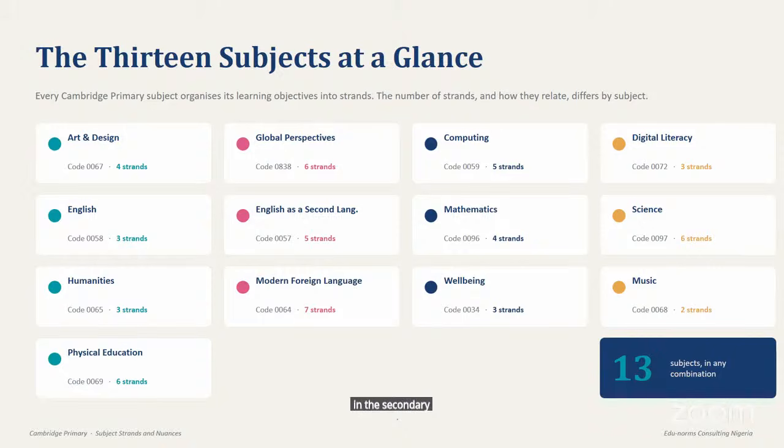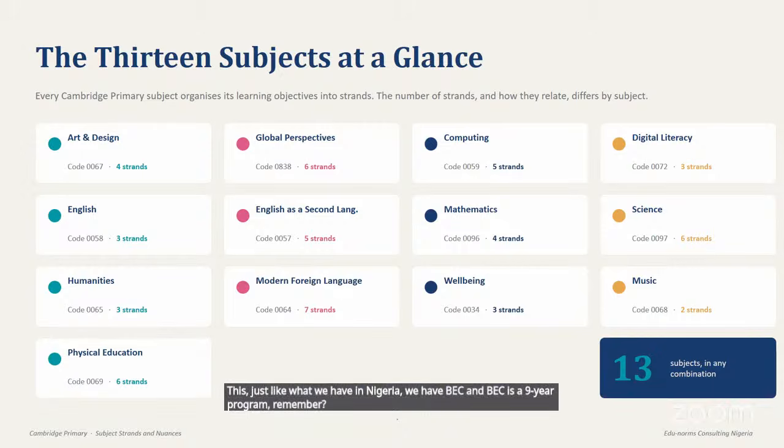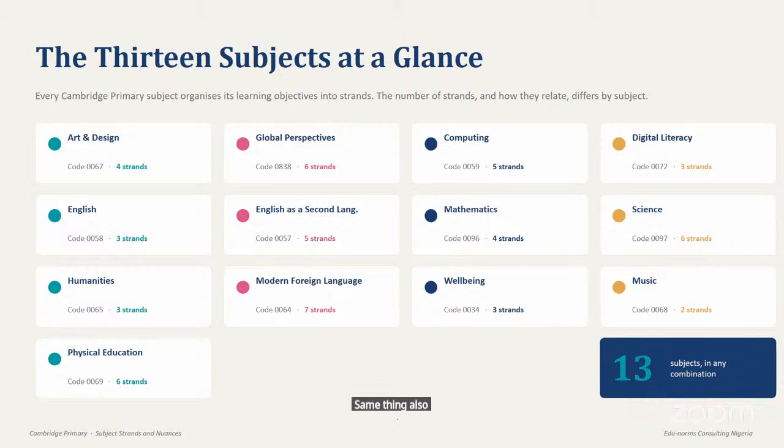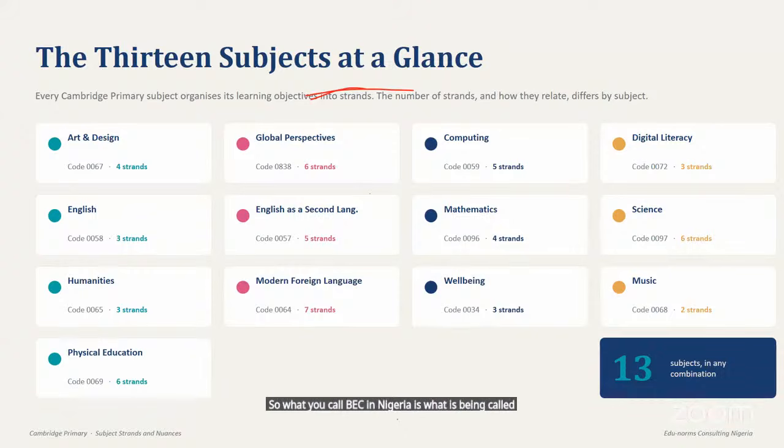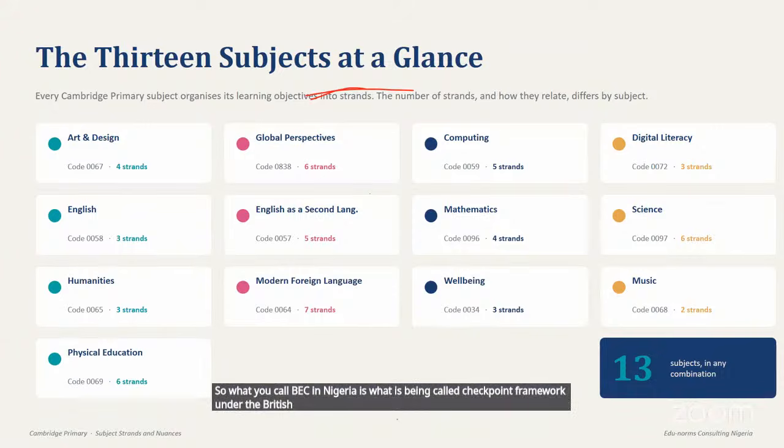Just like what we have in Nigeria, we have BEC, and BEC is a 9-year program. The British curriculum also has a 9-year basic program. But the basic curriculum under the British is not called basic curriculum. It's called checkpoint. So what we call BEC in Nigeria is what is called the checkpoint framework under the British curriculum.